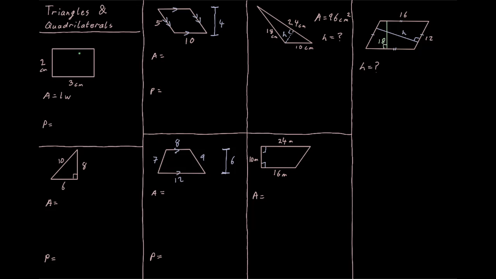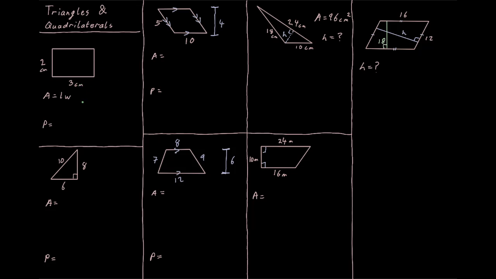Hello. Now we are going to look at triangles and quadrilaterals. So a triangle has three sides, a quadrilateral has four sides. We're dealing with straight-sided shapes, and we are going to look at their area and their perimeter. So we're going to start off with the area of a rectangle.